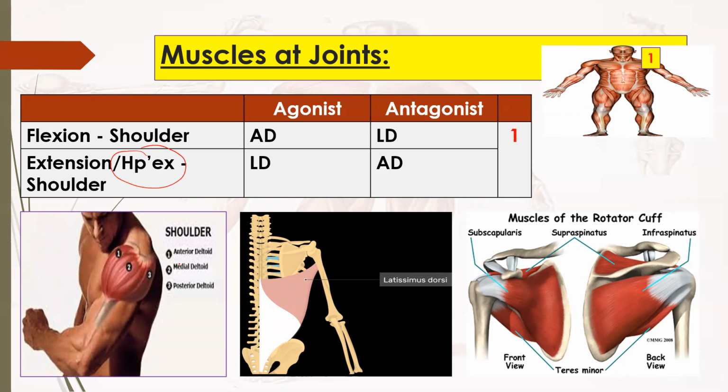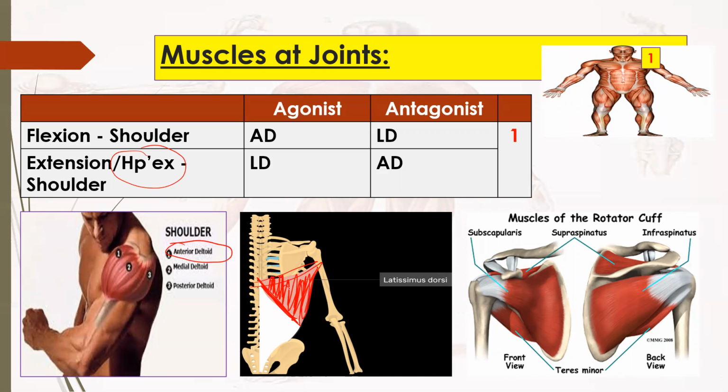Now, the anterior deltoid, I know it's a little bit tricky to see. Anterior is the front deltoid. So put your hand on the front of your shoulder as you move your arm up and in front of you. You should feel that muscle contracting. Yeah, that is the anterior deltoid. The antagonist, the one that's working in opposition, is the latissimus dorsi. So that big muscle that runs down essentially the side of your back there.